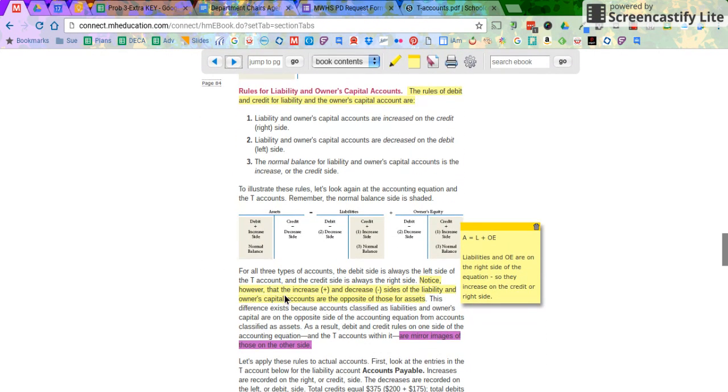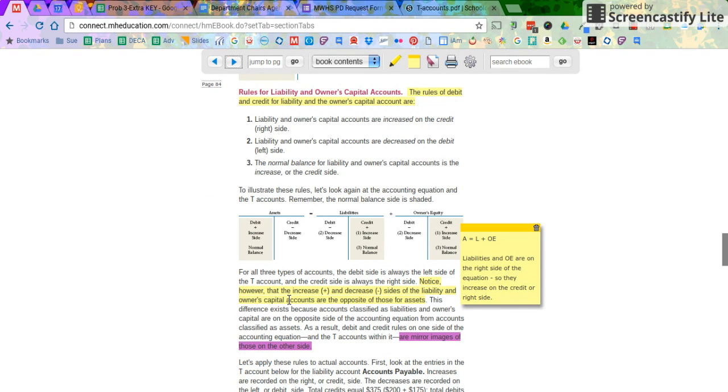The rules for liability and capital, I would say, are exact opposite of assets. Liabilities and owner's equity increase on the right side. Okay. They decrease on the left side. Their normal balance side is the right side. And for me, that just makes sense because where are they on the equation? Assets equal liabilities plus owner's equity. They're on the right side of the equation. So the right side is their increase side.